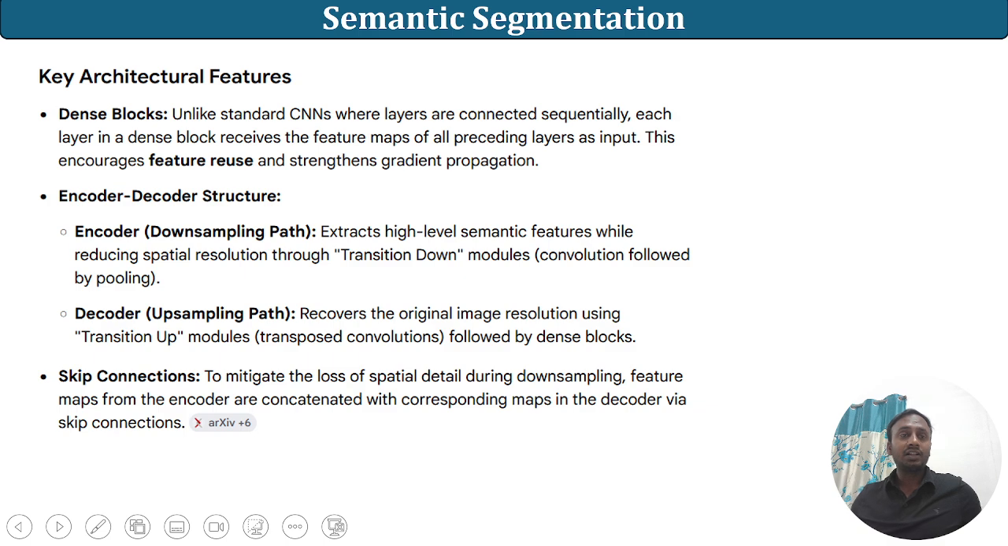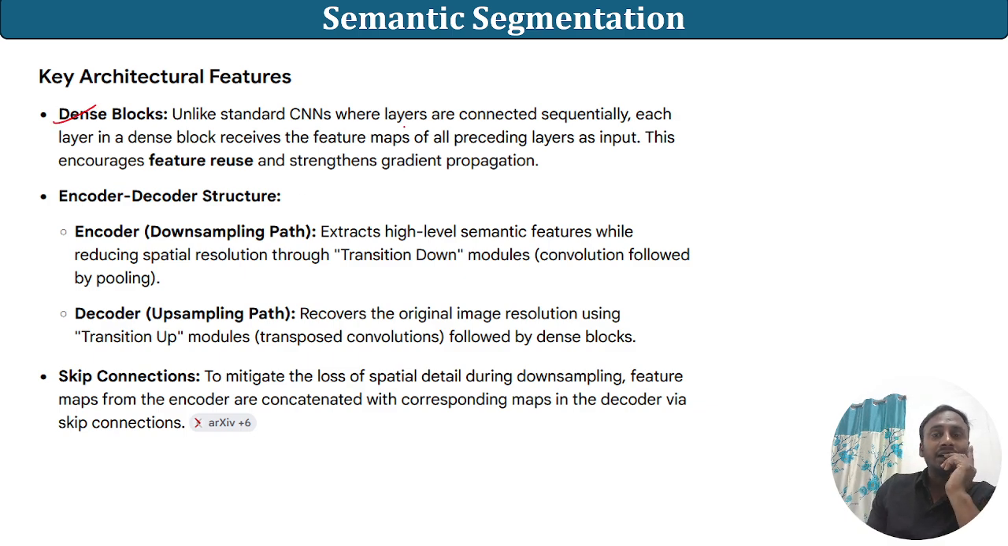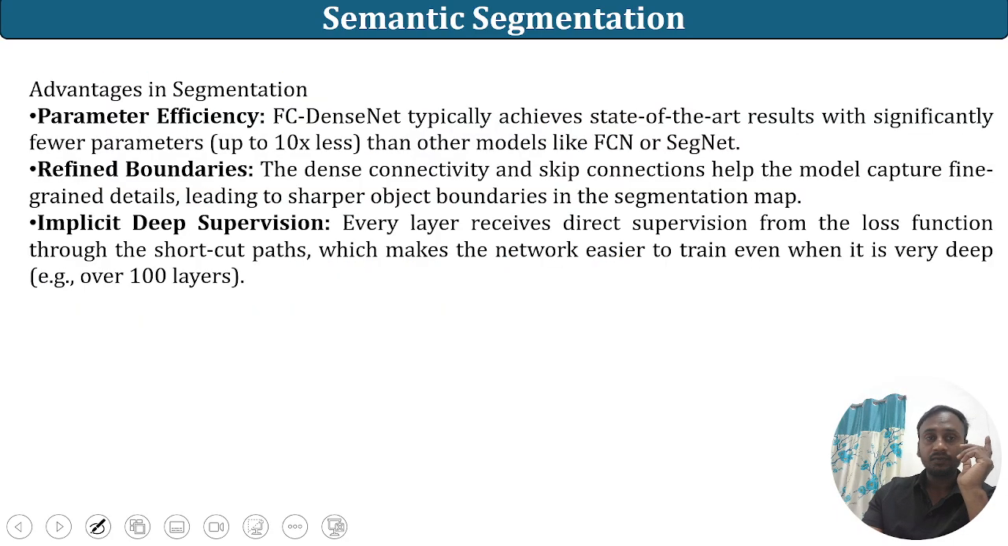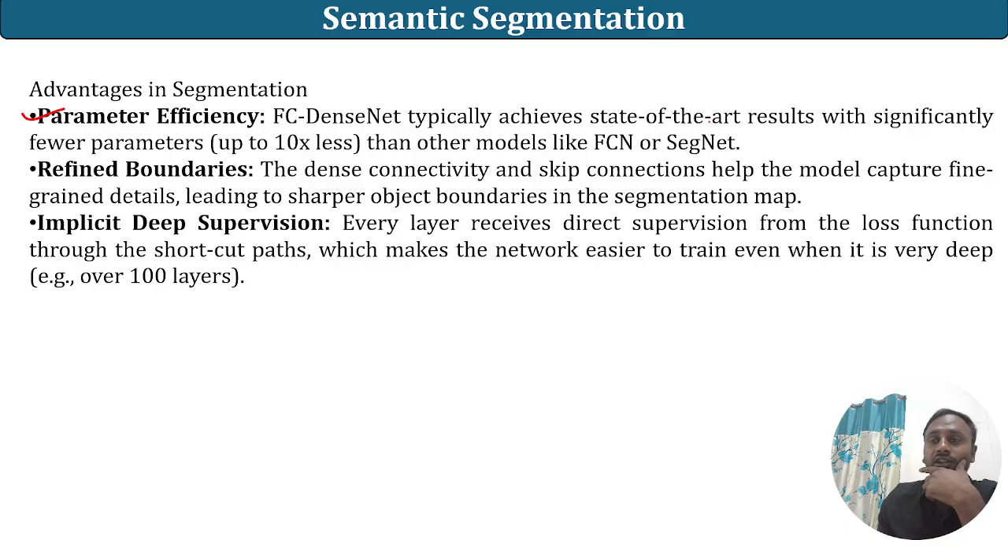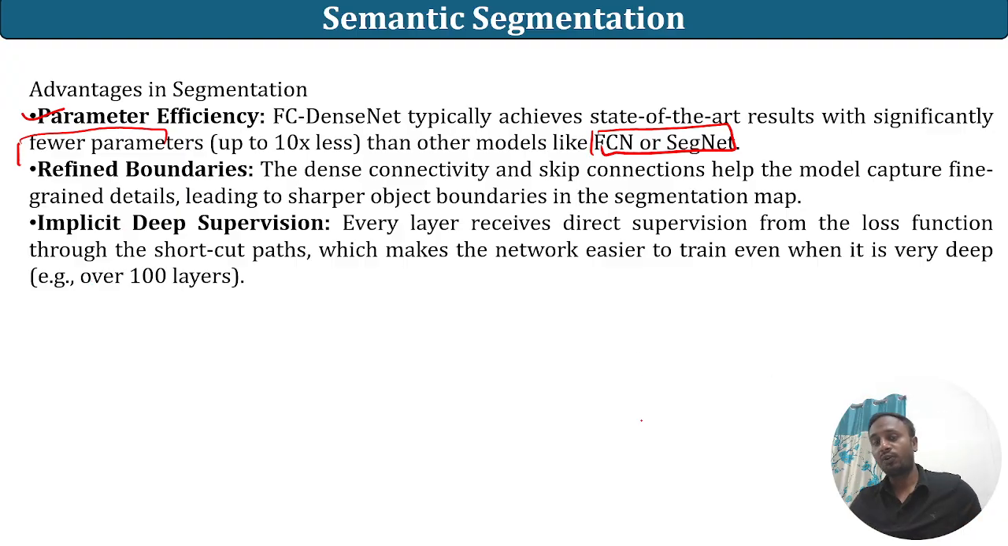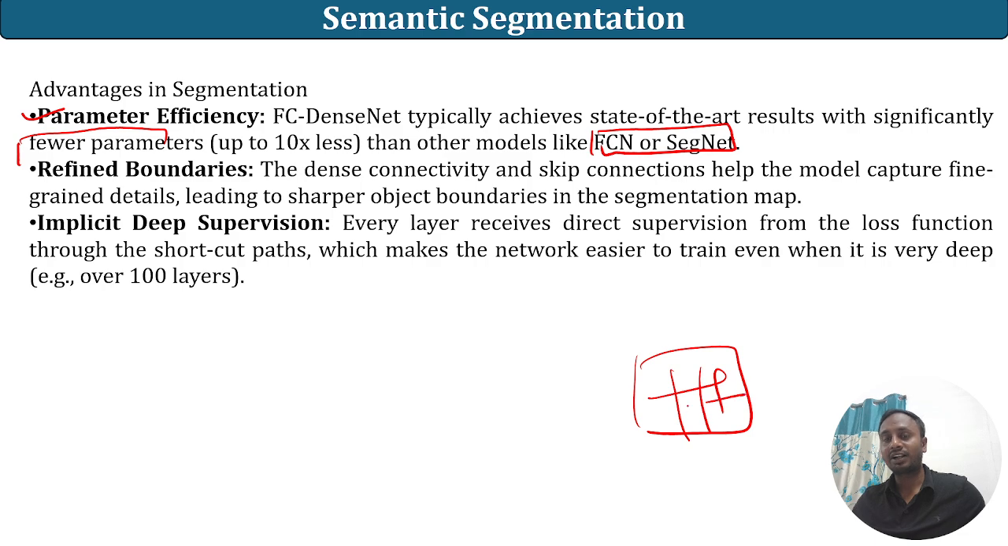So what will the architecture look like? We have seen the dense block, and we have the encoder and decoder also. Then we have skip connections. How is it going to help? It gives parameter efficiency: FC-DenseNet typically achieves state of the art with significantly fewer parameters, up to 10 times less than SegNet and FCN. It also gives refined boundaries. Because it is denser, it will have much more defined boundaries, and the skip connections help lead to sharper object boundaries in the semantic mapping.